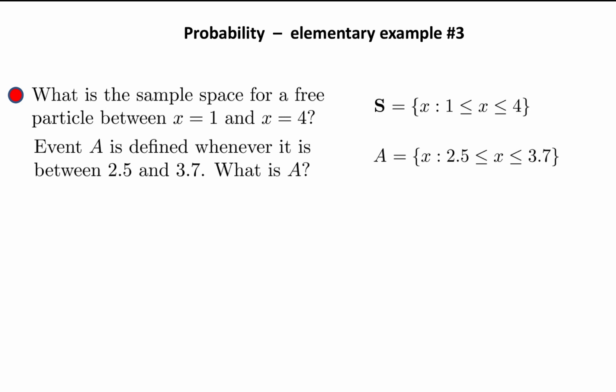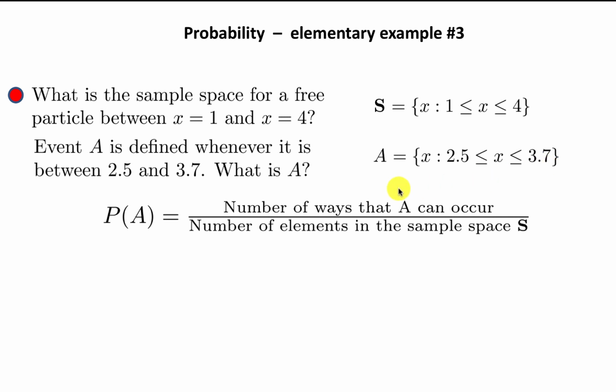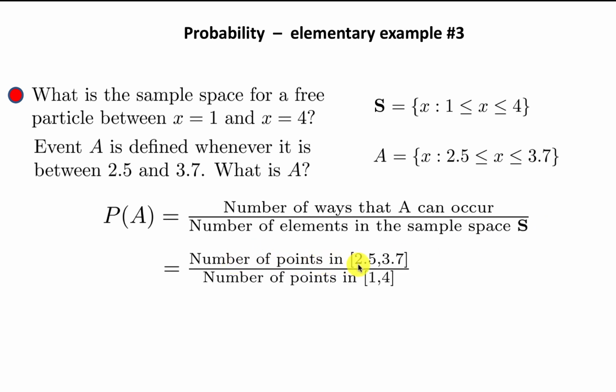And finally, let's look at the third example. The sample space for a free particle between x equals 1 and x equals 4 was simply the set of x lying between 1 and 4. If event A is defined as being whenever the particle is between 2.5 and 3.7, then this is the event. Event A is the set of x, where x is between 2.5 and 3.7. And now, suppose one asks, what is the number of ways that A can occur divided by the number of elements in the sample space S? Here we run into a little problem, because what we want is the number of points in this interval here, and we divide by the number of points between 1 and 4.